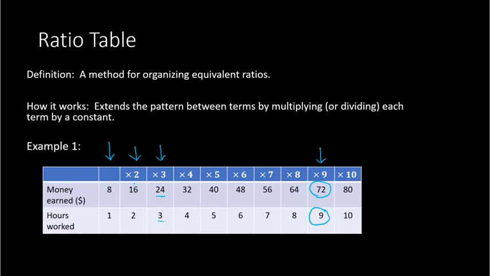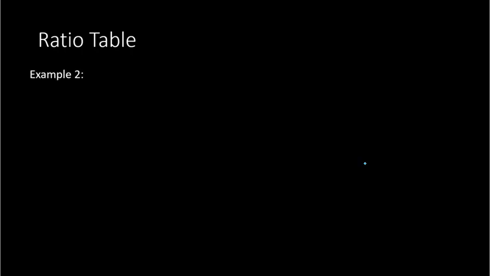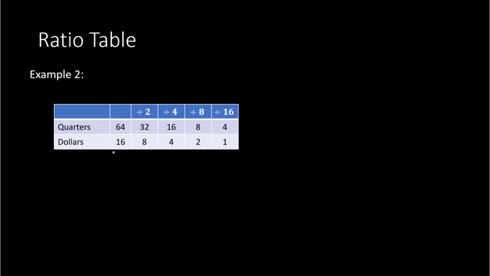Now we don't need to multiply the numbers by some other number. We could also divide. So for example 2, we see here that we are told in column 1 that $16 would have 64 quarters. So 64 quarters make up $16. So if you have information like that, we could divide these numbers by different numbers. So for example, we could divide 64 and 16 by 2. That would give you 32 quarters and $8. So $8 would equal 32 quarters.